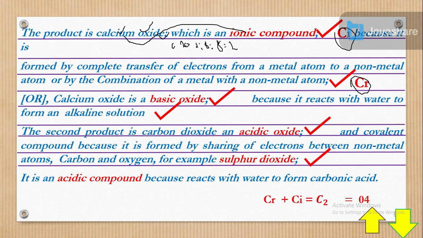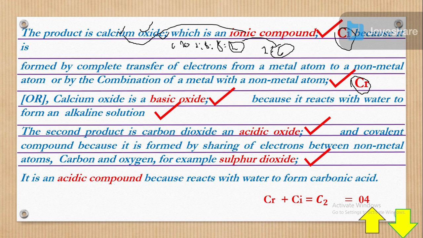That's calcium. Then how about oxygen? Oxygen, I think, has 8, so 8 will be 2, 6. Okay, I guess you can see that. So you realize that when you are combining to form a bond, these 2 outside will combine with this 6 here, like that. That's why I'm saying it is formed by complete transfer of electrons from a metal atom to a non-metal atom, or by combination of a metal with a non-metal.